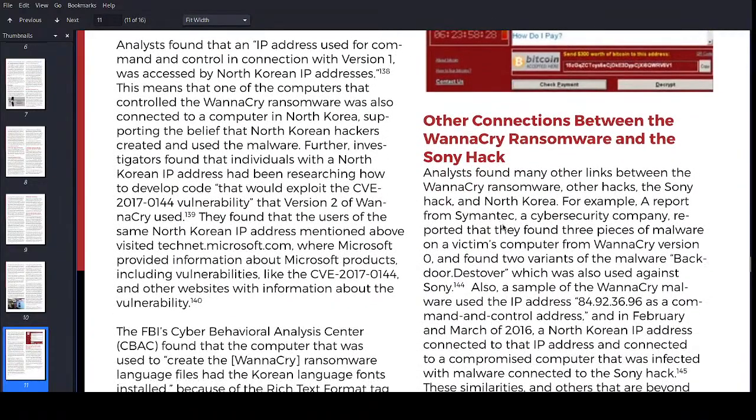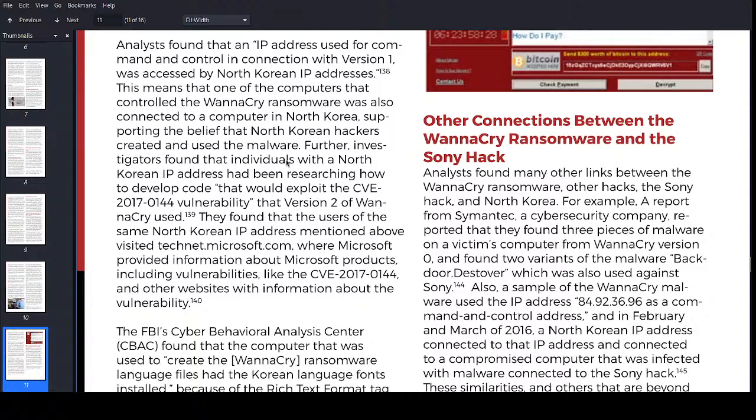Analysts found that an IP address used for command and control in connection with version 1 was accessed by North Korean IP addresses. This means that one of the computers that had controlled the WannaCry ransomware was also connected to a computer in North Korea, supporting the belief that North Korean hackers created and used the malware.